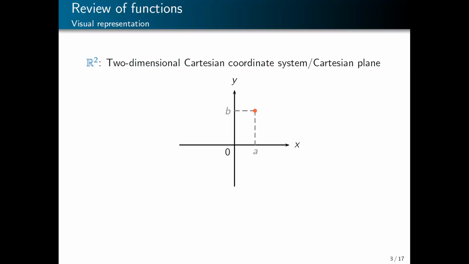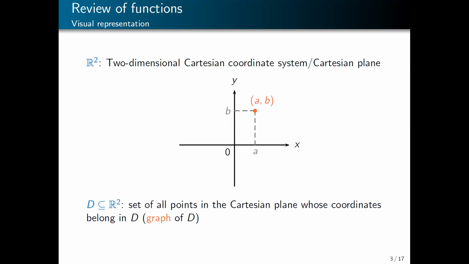Given a point in the plane, we draw perpendiculars from the point to each of the axes. The point has coordinates (a, b), where a is the coordinate of the foot of the perpendicular to the horizontal axis, and b is the coordinate of the foot of the perpendicular to the vertical axis. The graph of a subset D of R2 consists of all points in the Cartesian plane whose coordinates belong in D.